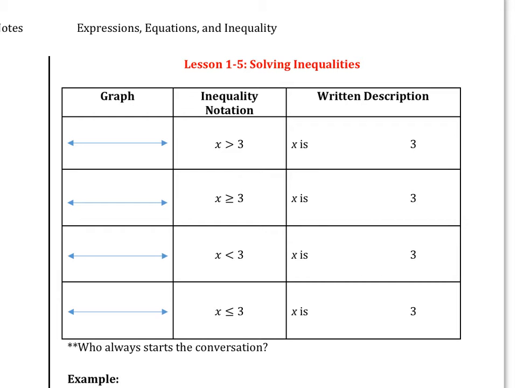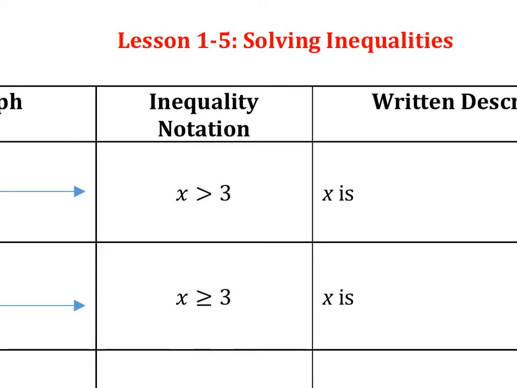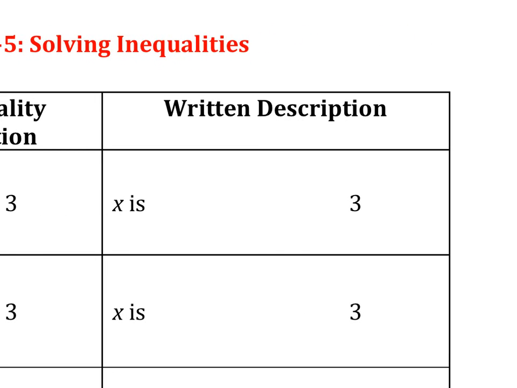In this section, 1.5, we're going to review really quickly how to solve inequalities. So we're going to look at three different ways to write inequalities. First one is graphically. So how does an inequality look on a graph? The second one is kind of what you're probably going to see the most, which is the inequality notation. And then the third one is a written description, something like you will see in a sentence or some kind of word problem.